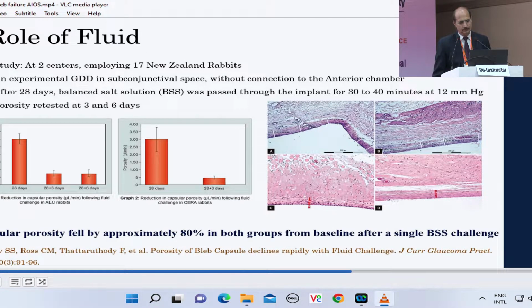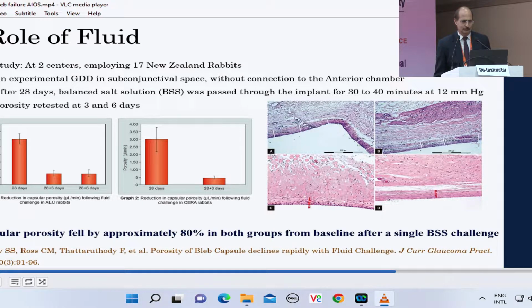So we all know that aqueous has something to do with changing the chemical milieu. But we tried to look at the role of fluid, which is the flow of aqueous and does not contain any mediators. This was an interesting study which was again conducted at the same center along with another center in Australia, employing 17 New Zealand rabbits. And in this study, an experimental GDD was implanted in the subconjunctival space without the connection to the anterior chamber. And after 28 days, balanced salt solution was passed through the implant for 30 to 40 minutes at 12 mm mercury, that is the physiological pressure.